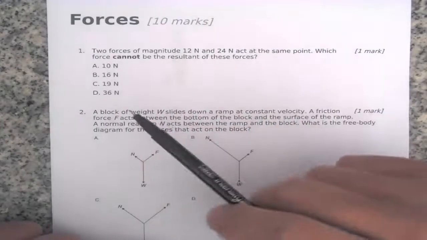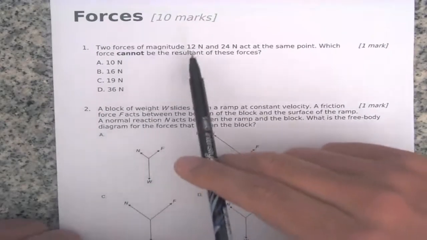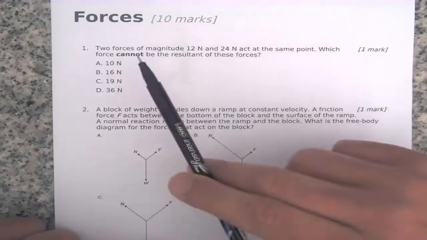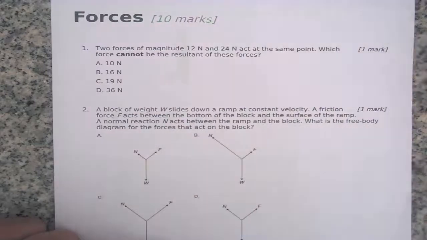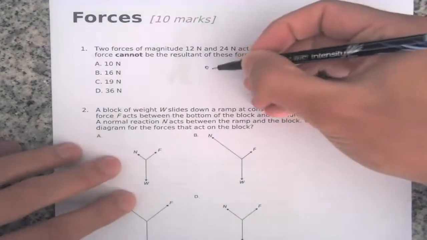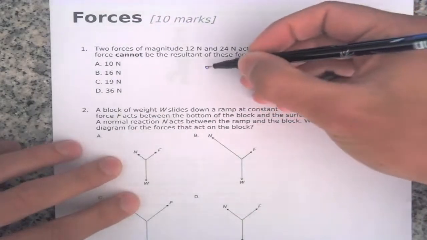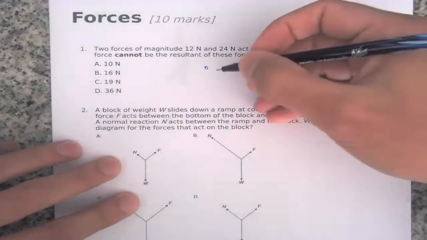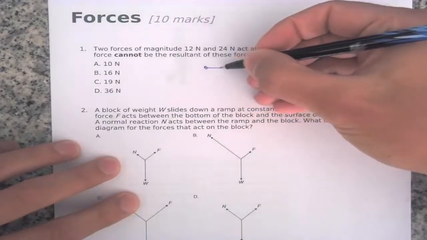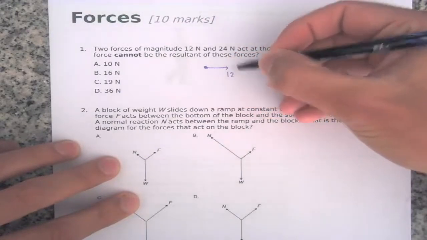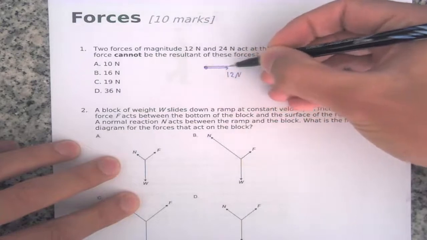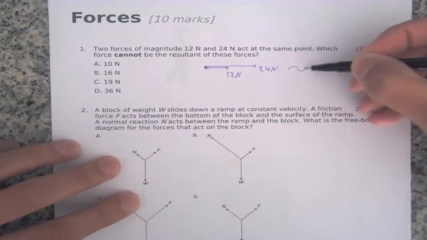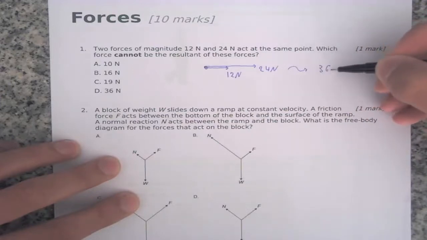Question number 1. It says that we have two forces of magnitude 12 newtons and 24 newtons that act at the same point. Which force cannot be the resultant of these forces? So what you can do here is to see the situation of the forces acting and find the maximum and the minimum of the resultant force. Of course, let's say the 12 newton force acts to the right, and the 24 newton force acts to the right as well. So the resultant here will be 36 newtons.